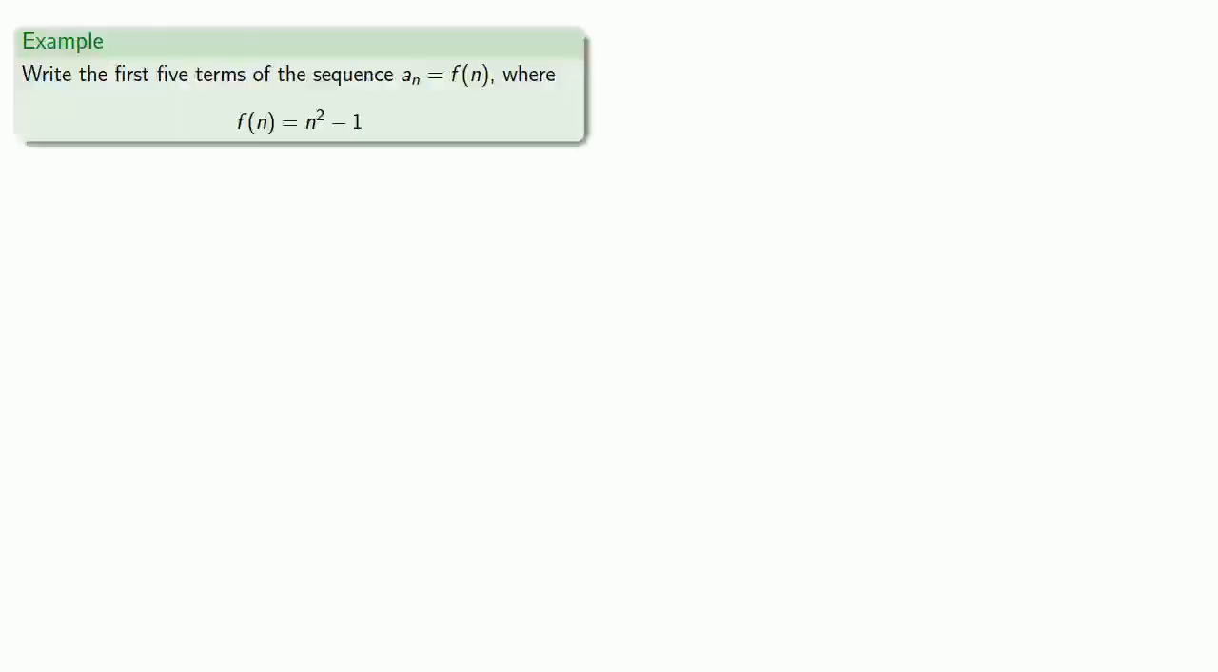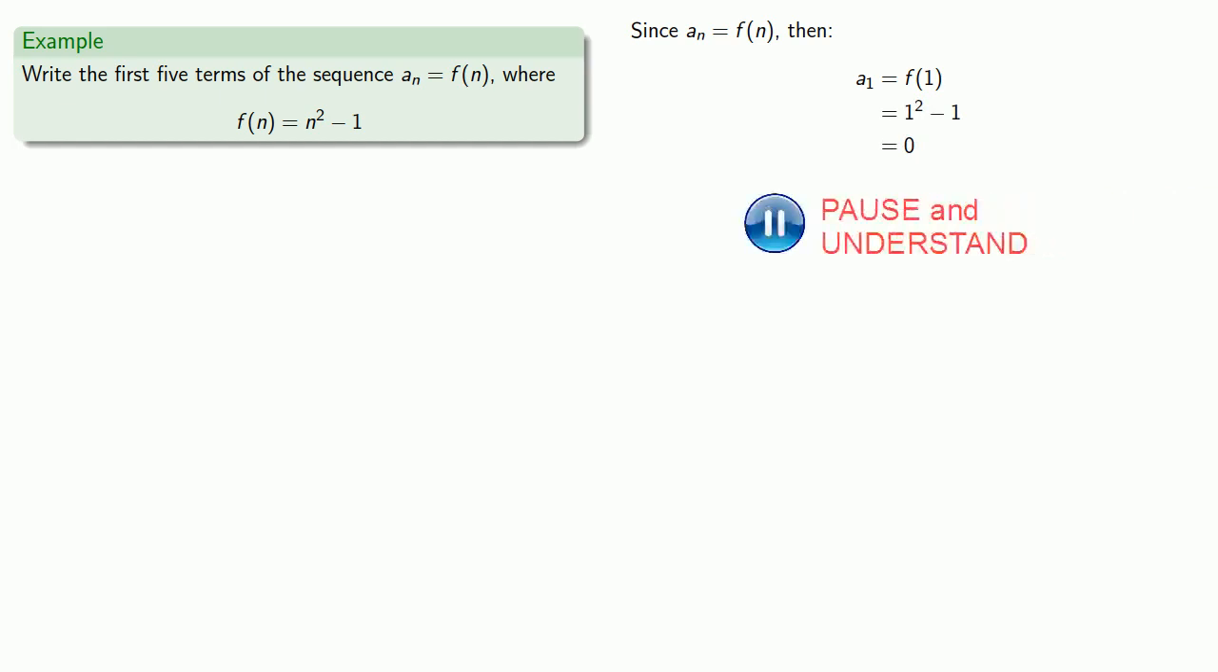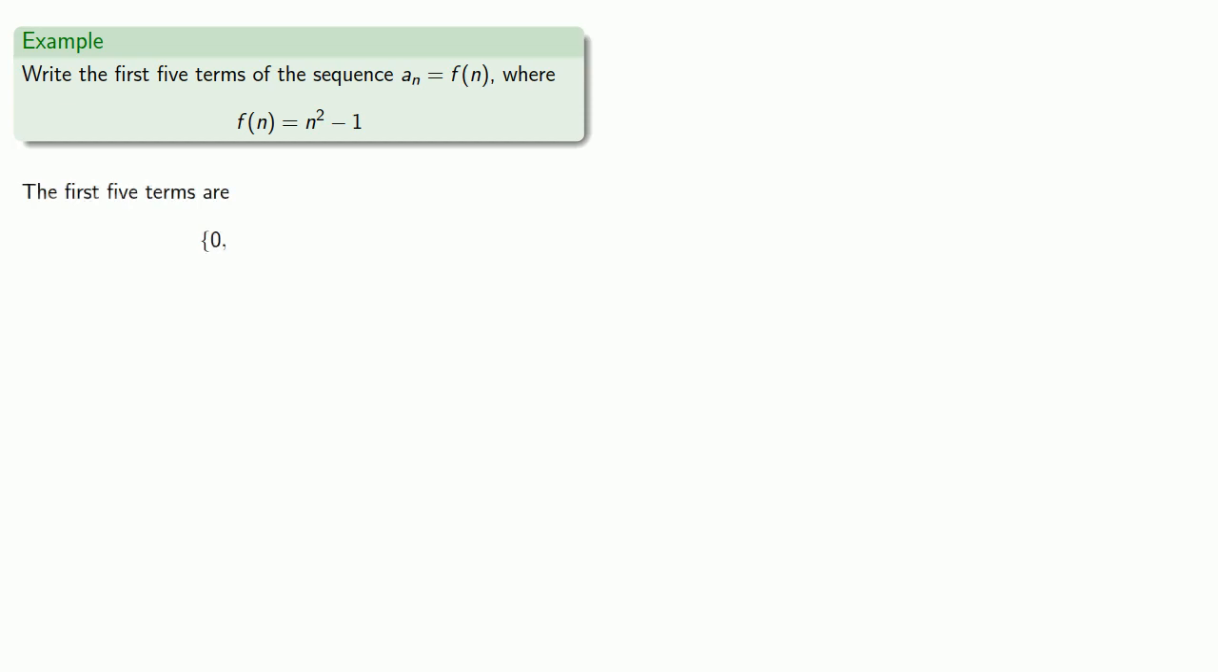For example, suppose I want to write the first 5 terms of the sequence a sub n equals f of n, where f of n is equal to n squared minus 1. Since a sub n equals f of n, then a1 is my function evaluated at 1, which is 0. a2 is my function evaluated at 2. For a3, I'll evaluate my function at 3.